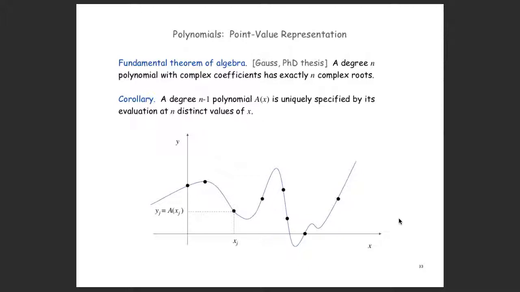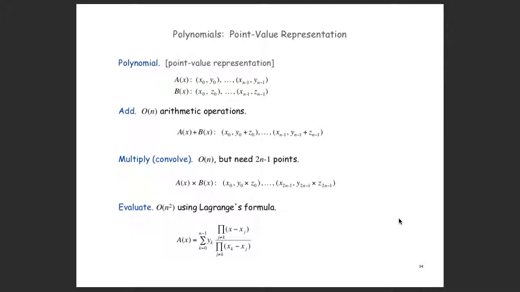So a degree n minus 1 polynomial has n roots, and so you can just specify those roots. Actually, you can specify its evaluation at any n distinct values of x, and then you can approximate with a degree n minus 1 polynomial. So another way that I could represent it, right, is by keeping n numbers, right?